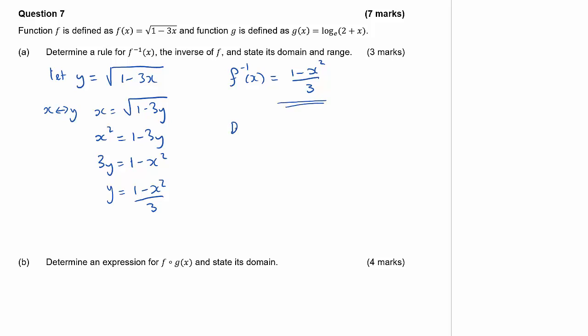Now we need to think about the domain and the range. So the domain for this function: what we're not allowed to have is any negatives under here. So 1 minus 3x is going to need to be greater than or equal to 0. So that means that 3x would be less than or equal to 1, so x is less than or equal to 1/3. So that's the domain.